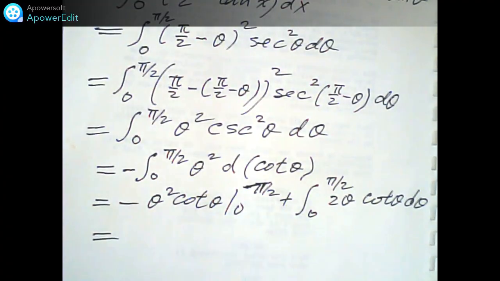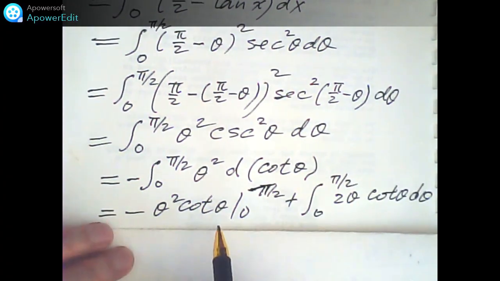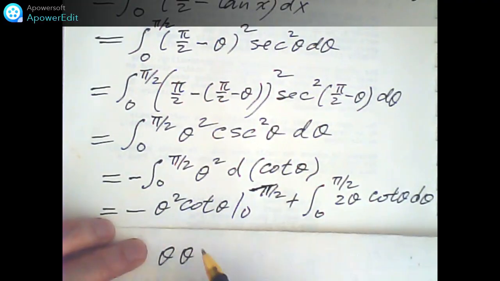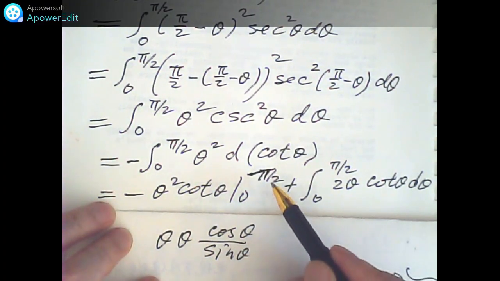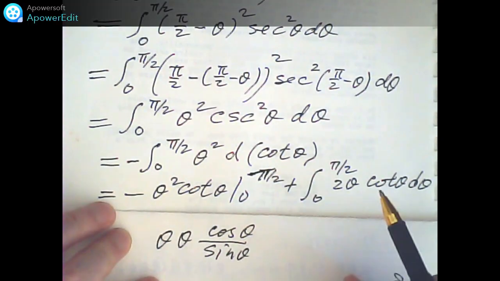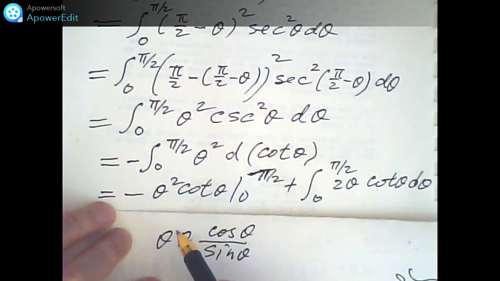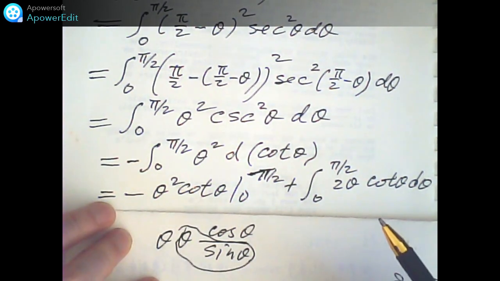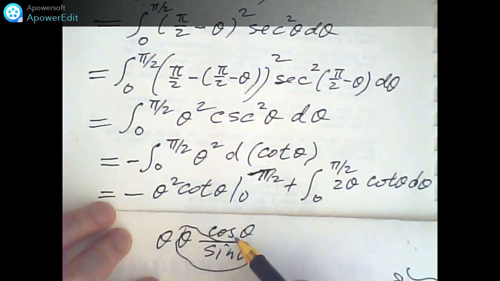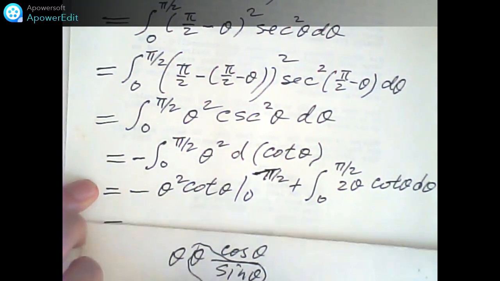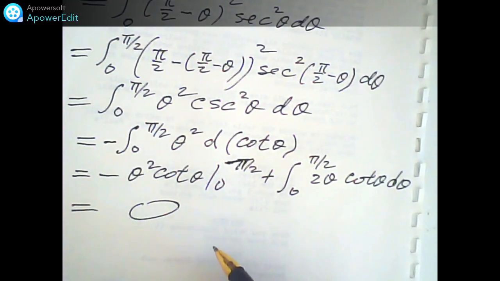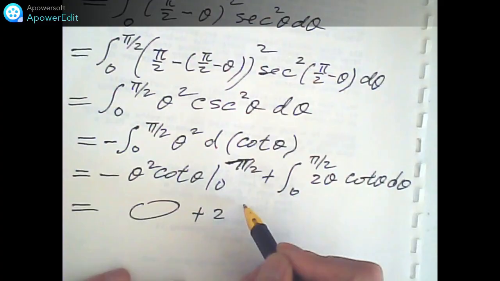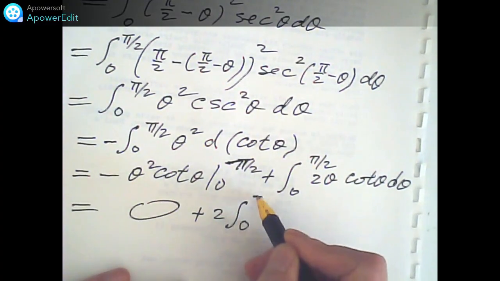This has some problem again. This is theta times theta. Cotangent is cosine over sine. Now when theta is half pi, no problem, that's 0. When theta equals 0, then this approaches 1. This is approaching 1. This is approaching 0. So everything is 0. And this is plus 2 half pi.